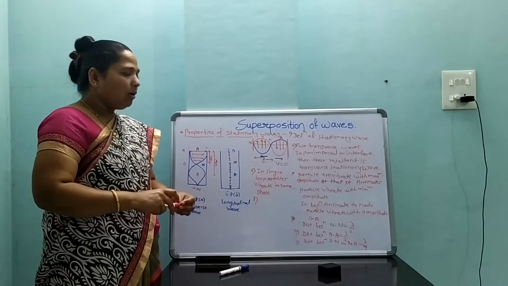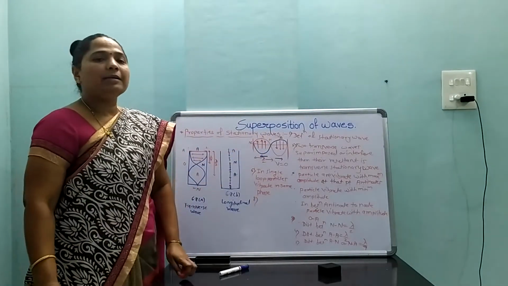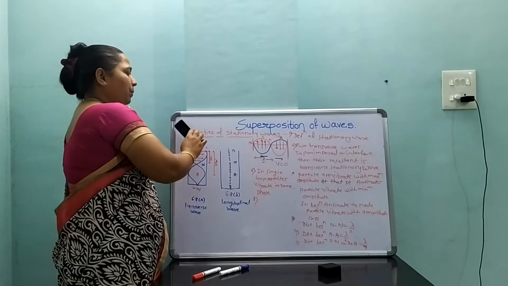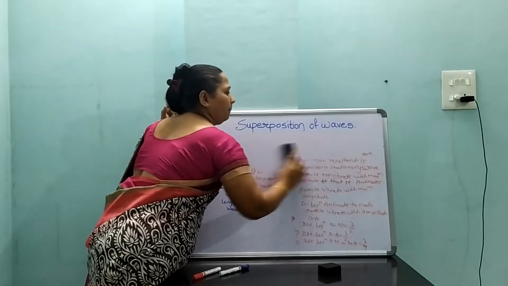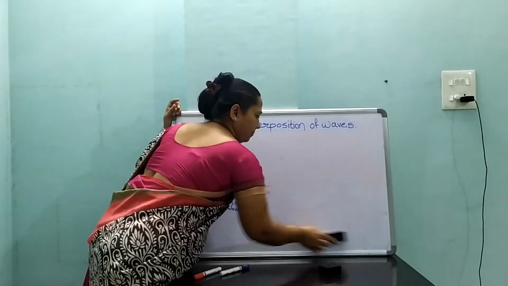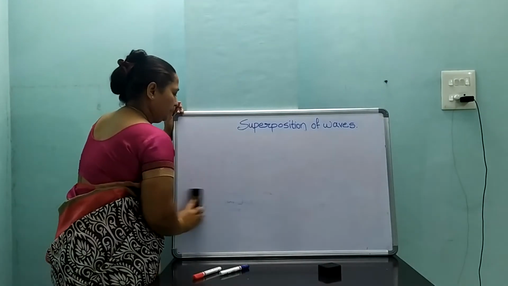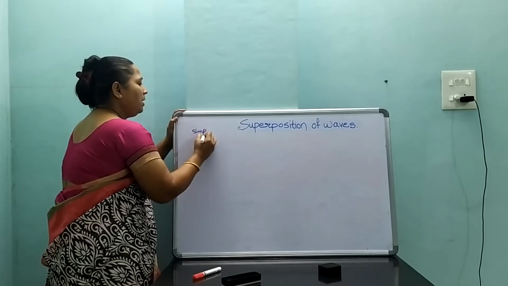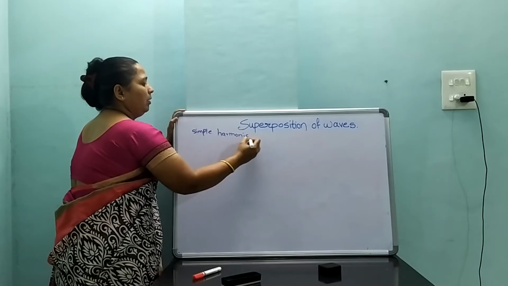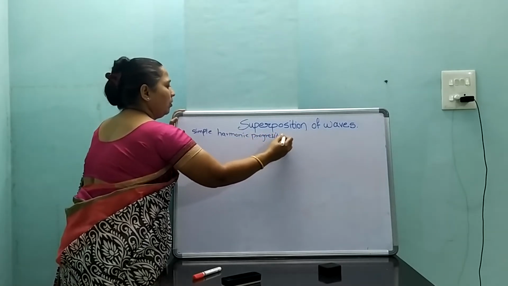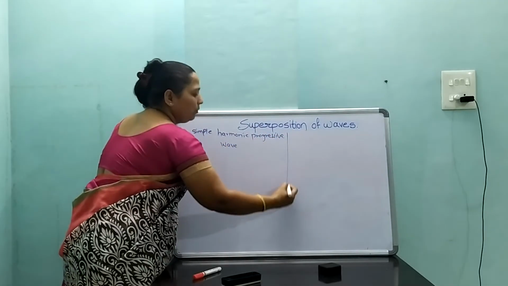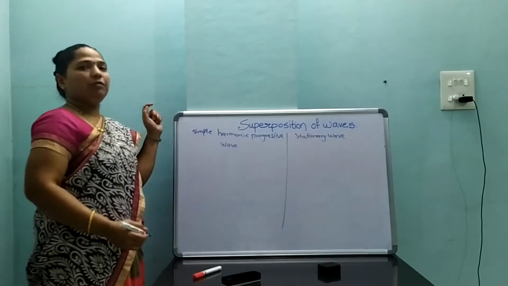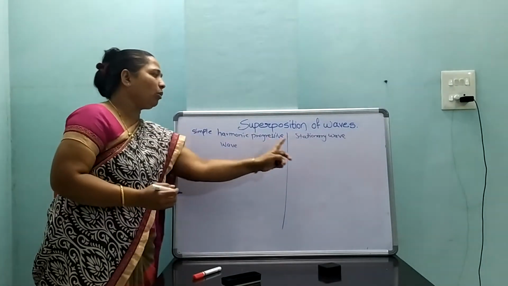Now we learn about the difference between a stationary wave and a simple harmonic progressive wave. What is the difference between a simple harmonic progressive wave and a stationary wave?